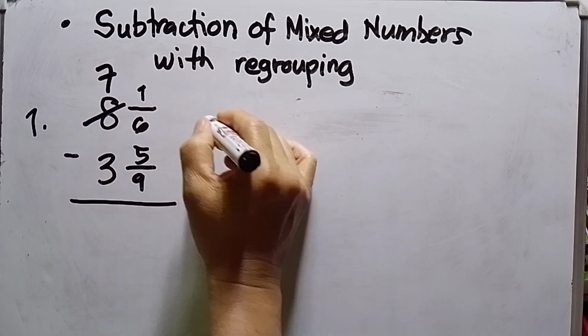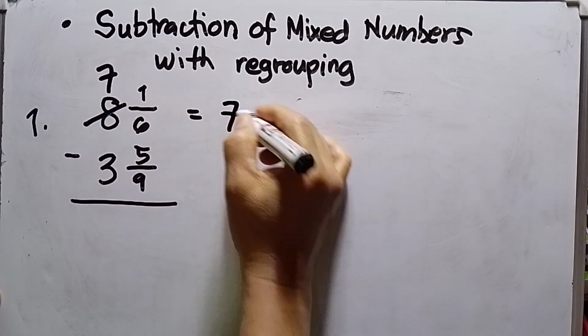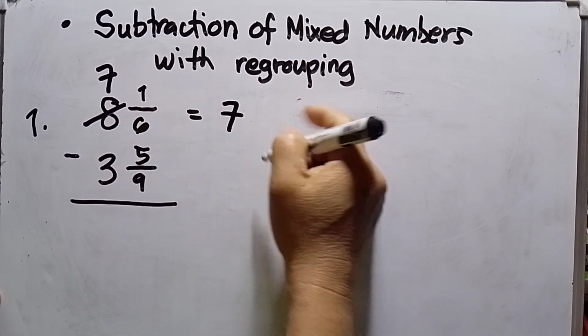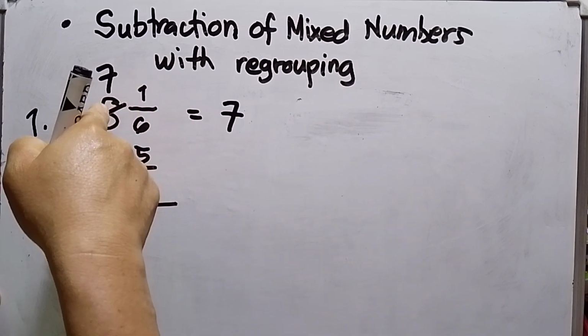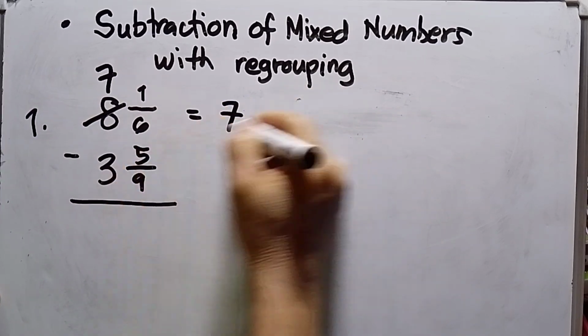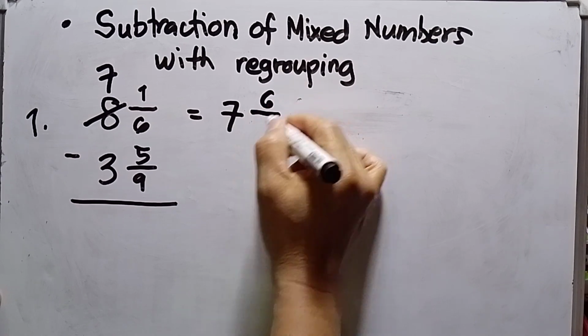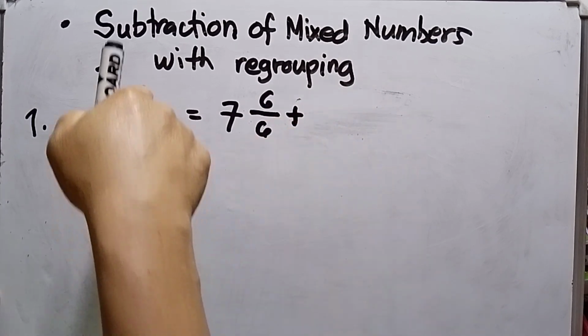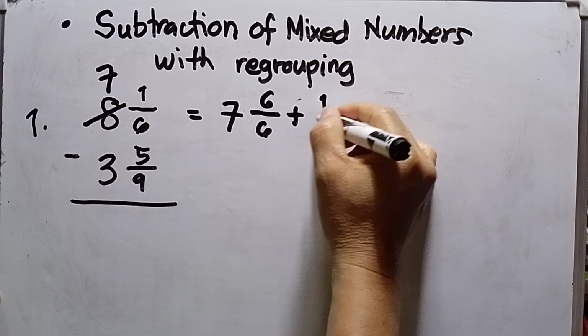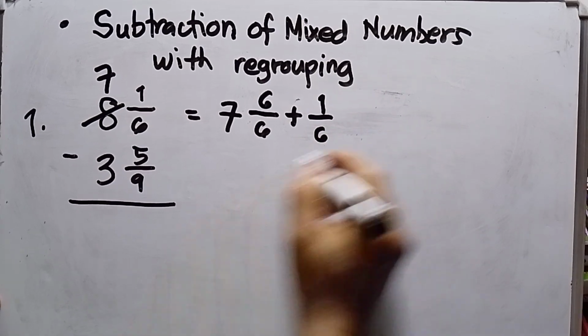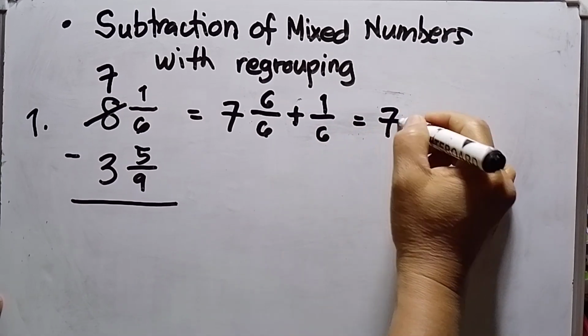Okay, so I have here 7. As I said, the one that I borrowed from 8 will be in terms of fraction. So this will be 6/6, and then plus the existing fraction, that will be 1/6. So this will be 7.